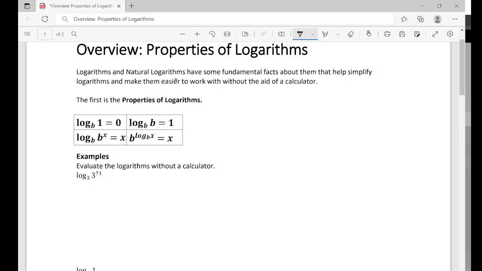Logarithms and natural logarithms have some fundamental facts about them that can help simplify the logs down and make them easier to work with without the aid of a calculator. So the first thing we're going to look at is the properties of just logs.